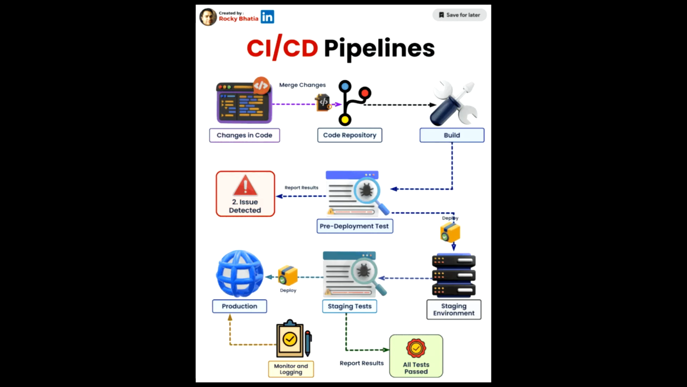Once the pre-deployment test passes, then it will go to the staging environment. Once the staging environment has passed, then we'll check some staging tests and a report will be generated. Then it will go for deployment to the production environment. Once the production environment is deployed, there we have to monitor and log. If any issue occurs, then the issue will be detected before this pre-deployment test and the reports will be generated.